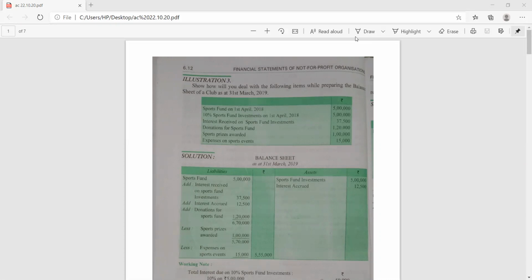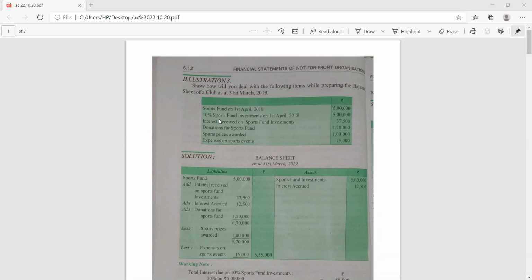following illustrations. Illustration number 3: show how you will deal with the following items while preparing the balance sheet of a club at 31st March 2019. Sports fund is given over here. It is on 1st April 2018. What does it mean? 1st April 2018 means the opening balance of the sports fund is with us because it is given on the opening date.